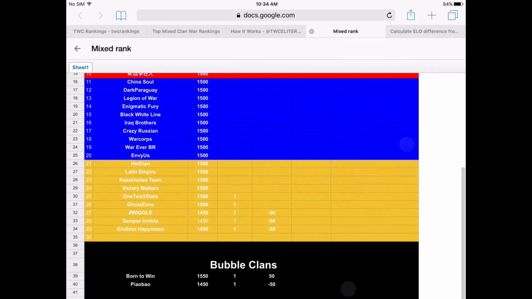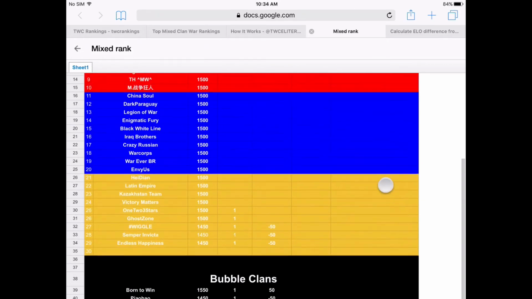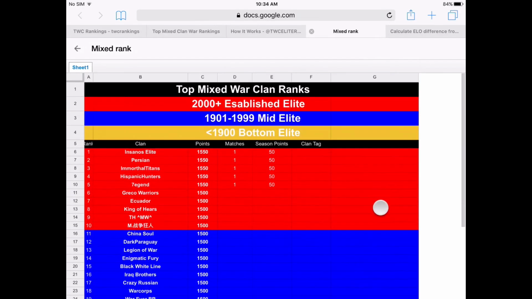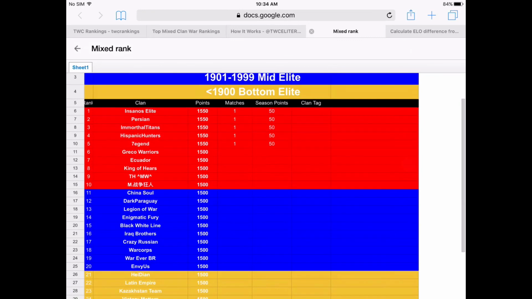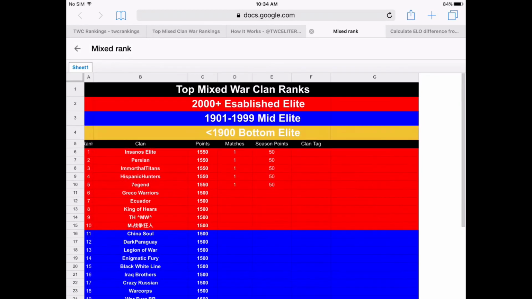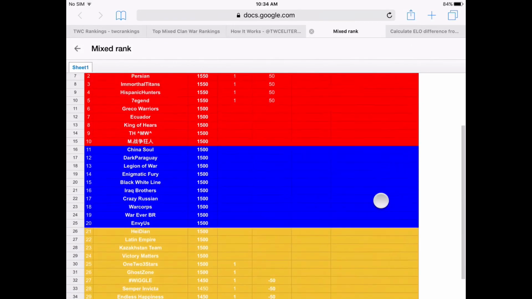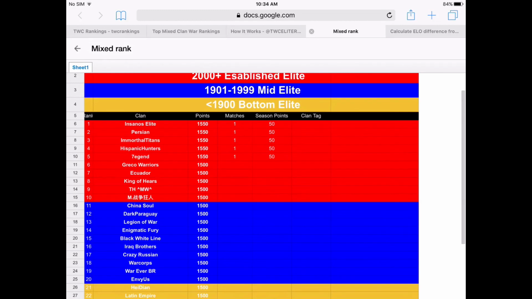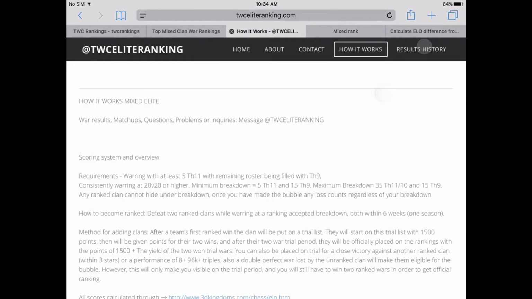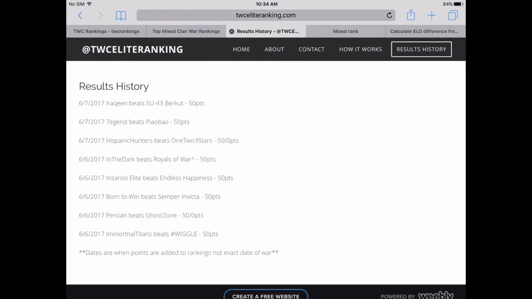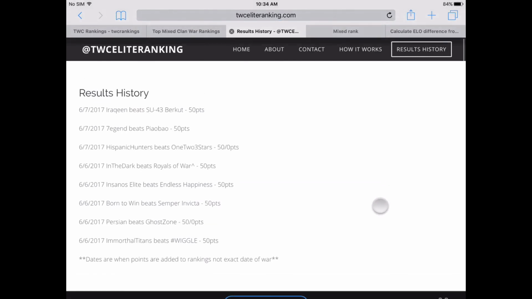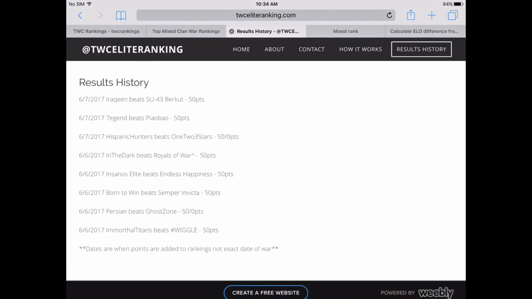So for instance, right now with the rankings, say Persian were to match Dark Paraguay, Persian would be the lowest of equal points since there's 5 clans with 1550. They would be ranked 5 for the K factor. And Dark Paraguay, since everyone's at 1500, would be ranked 6. And we would calculate that K factor until everyone has their own individual ranking.